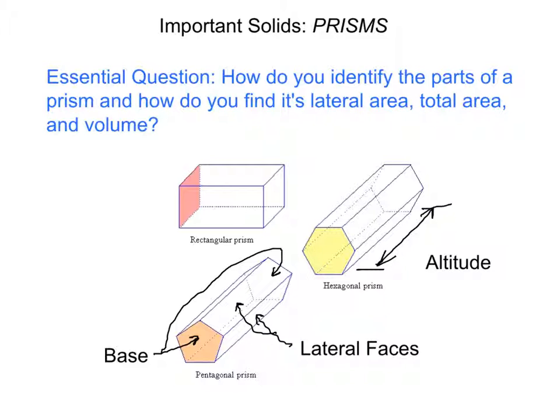Now, one last thing to note, and this relates to the lateral faces of a prism. If these lateral faces are rectangles rather than just general parallelograms, then the prism is a right prism. Otherwise, the prism is considered to be an oblique prism if the lateral faces are strictly just general parallelograms and not rectangles.